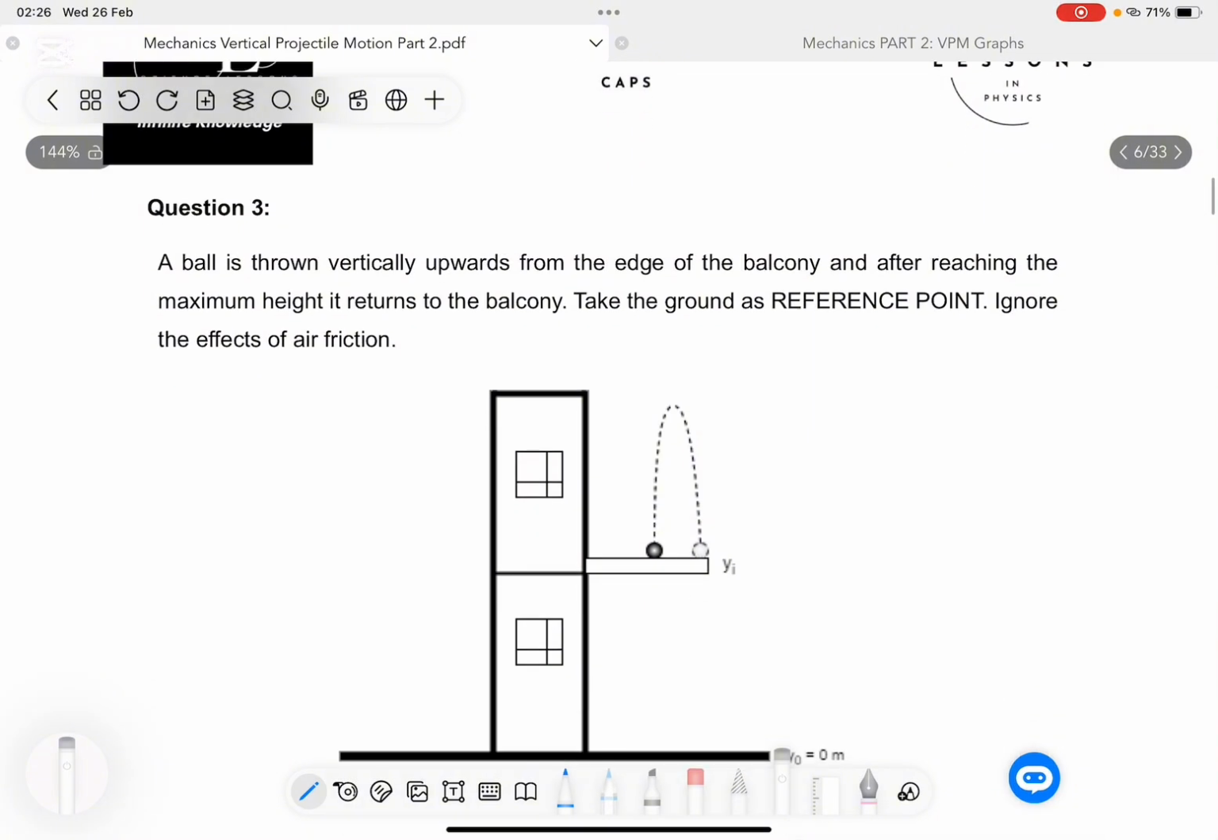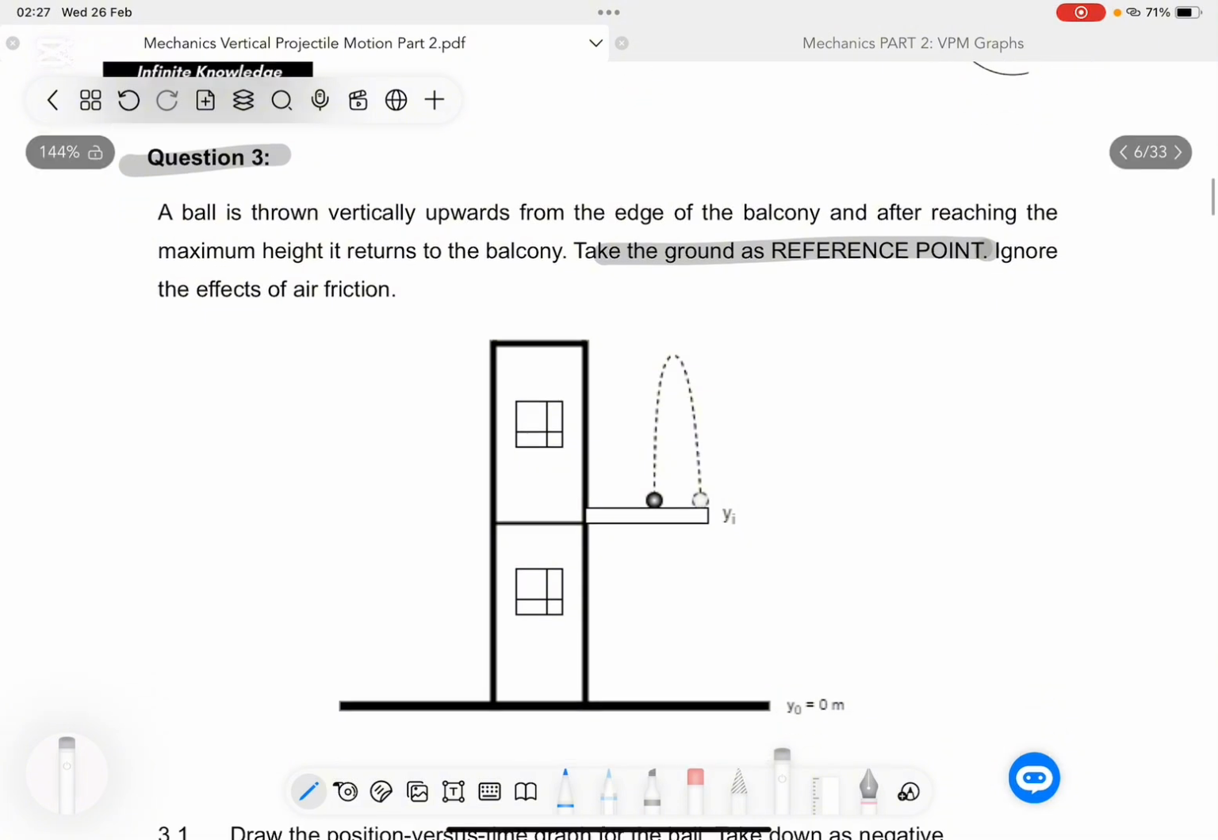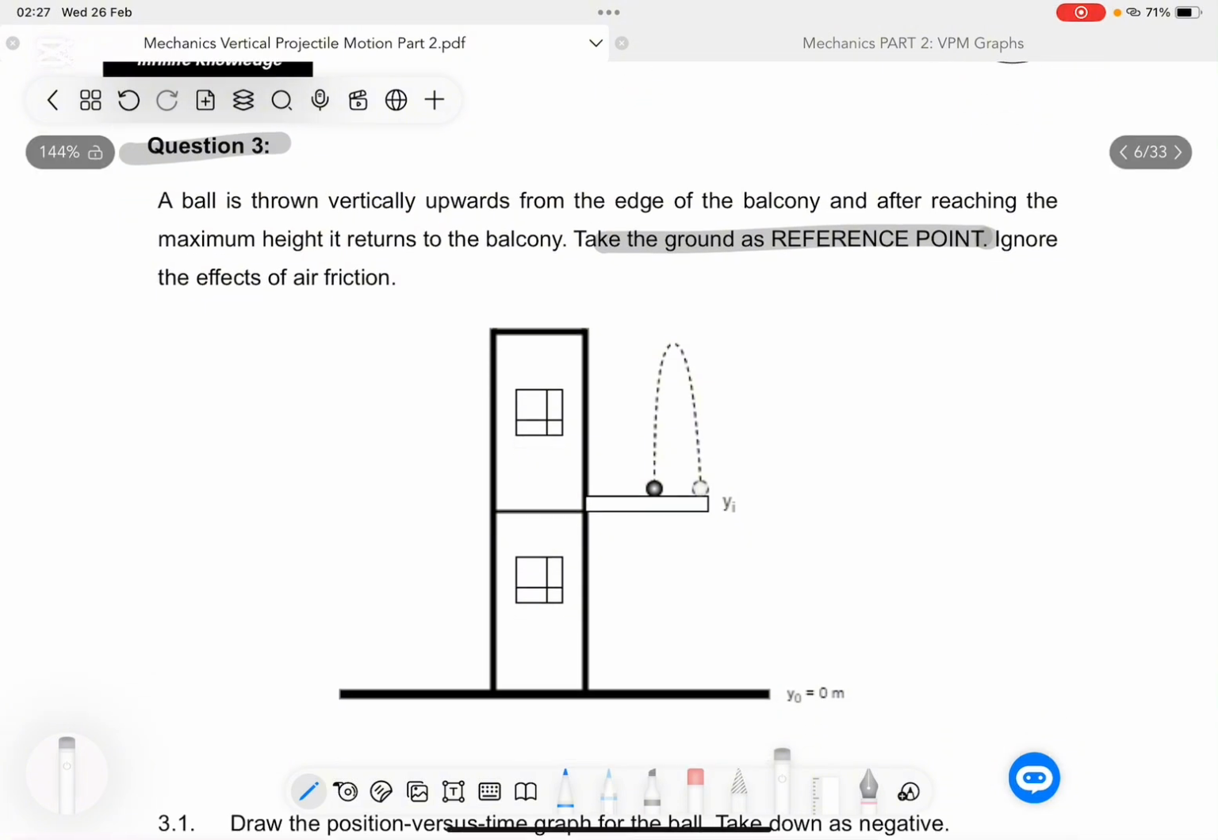I'm going to jump to question 3, which says a ball is thrown vertically upwards from the edge of the balcony, and after reaching the maximum height, it returns to the balcony. In this case, they say take the ground as the reference point. So if you check this problem, it is still the same problem that we did in question 1, except in this case, we say now the reference point is actually here on the ground. We then also say ignore the effects of air friction.